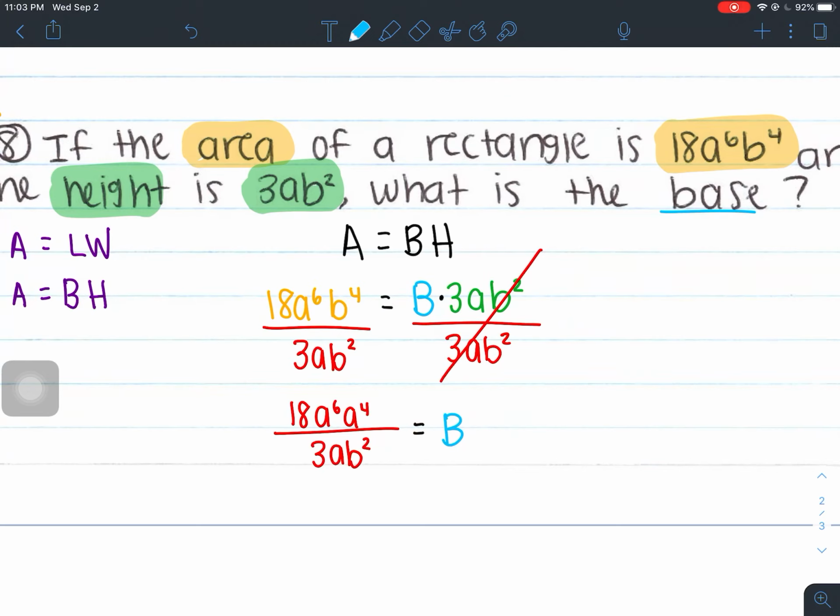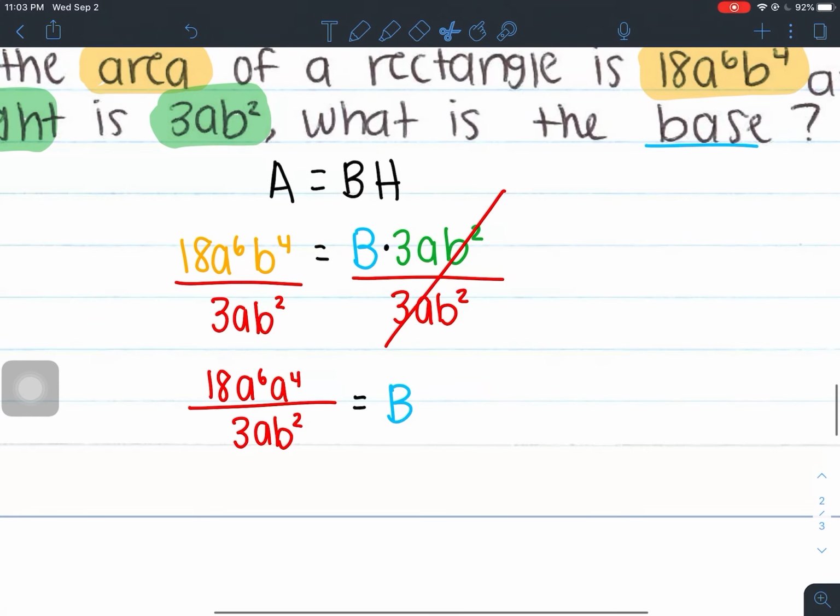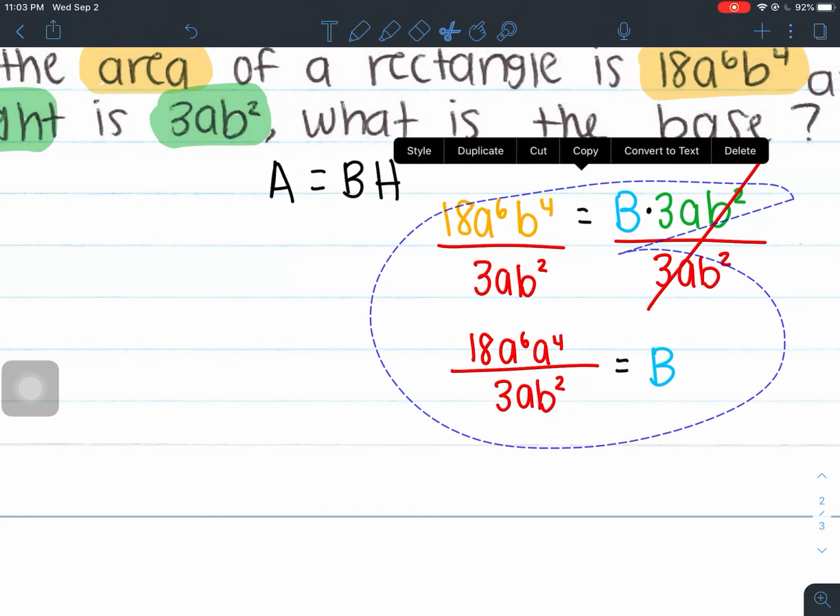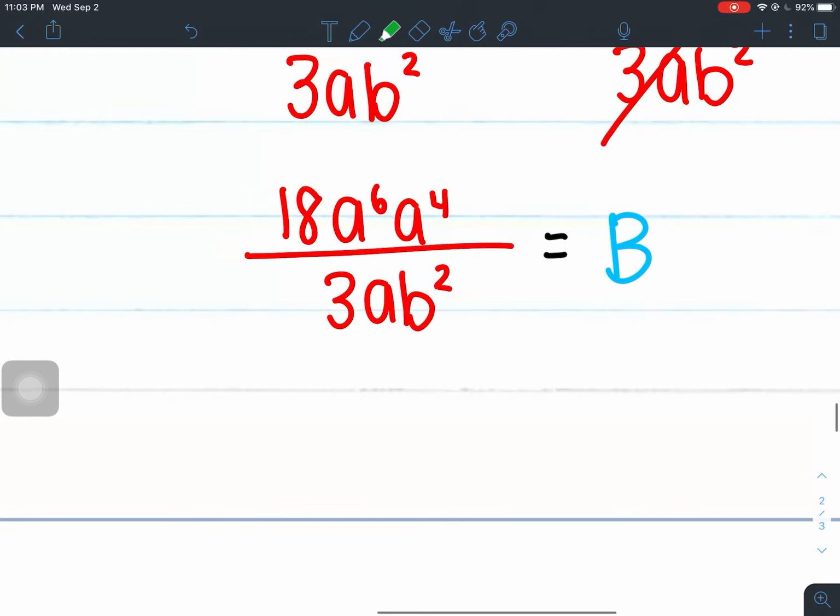Okay, so have I finished solving for the base? Sort of, right? We got the big blue B by itself. However, we need to simplify this stuff over here. So what can we simplify? I'm going to go ahead and move this over there. Well, what can we simplify together? Well, looks like I can combine the big numbers together, right? 18 and 3. Now, 18 and 3 are normal numbers, okay? So what is 18 divided by 3? Because this is a division bar. 18 divided by 3 is going to give me 6. 18 divided by 3 is 6.